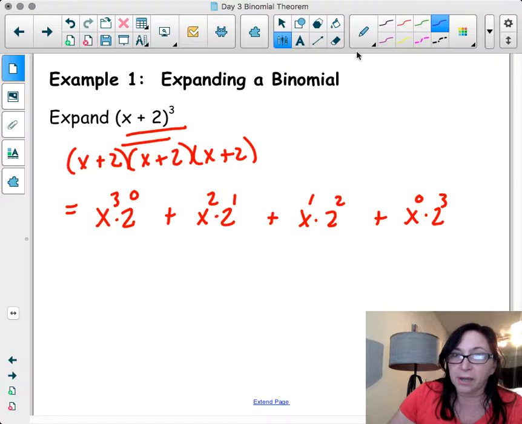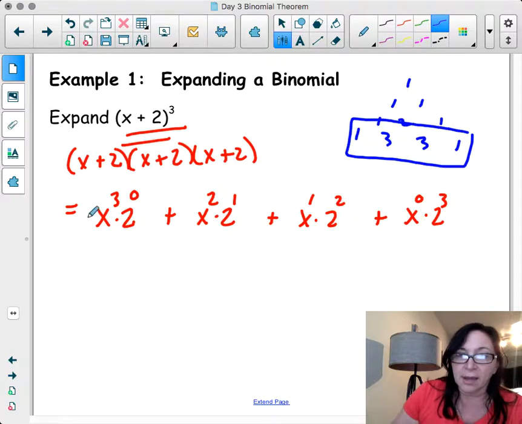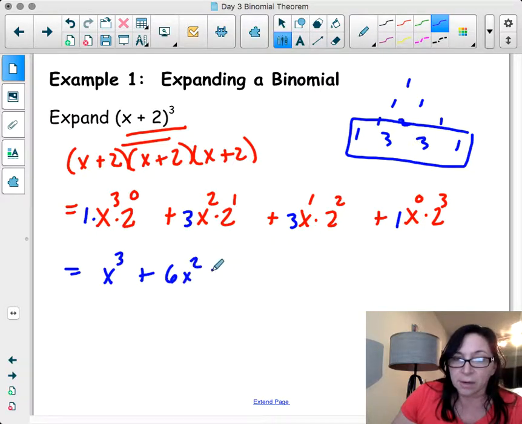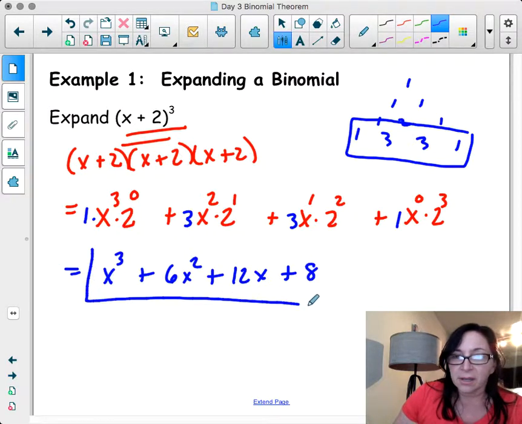However, I still need to put in my coefficients, and this being a cube, 1, 1, 1, 1, 2, 1, 1, 3, 3, 1. So this right here is the row I'm looking at, which is going to be my coefficients, 1, 3, 3, 1. So I rewrite it one final time. Anything to the 0 power is 1. I have x cubed plus, now numbers multiply with numbers, so we have 2 times 3 is 6, so 6x squared, plus, that's a 4, 4 times 3 is 12x, plus, that's a 1 times 8. So this is my expansion, so box that up.